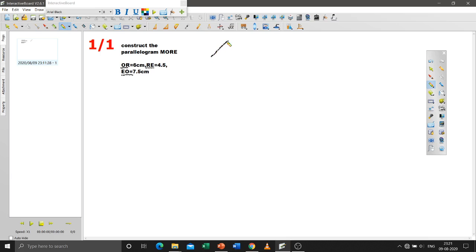We know in a parallelogram the opposite sides are equal. So first of all, we'll draw the rough diagram of the parallelogram. Here the diagonal of the parallelogram has been given to you. First of all, you name it MORE. This is parallelogram MORE in which OR is equal to 6 centimeter.